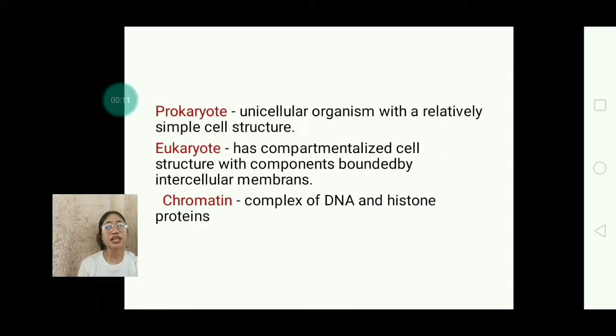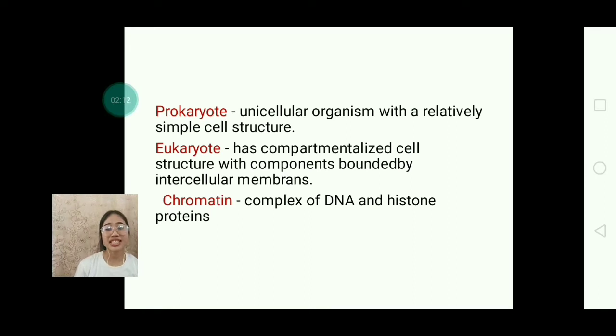A prokaryote is a unicellular organism with a relatively simple cell structure. The best example of a prokaryote is bacteria, since bacteria do not have a nucleus or any other structure which is surrounded by a membrane. Next, a eukaryote has a compartmentalized cell structure with components bounded by intracellular membranes. Animal cells and plant cells are eukaryotes.